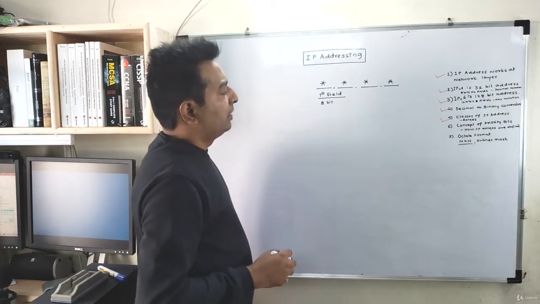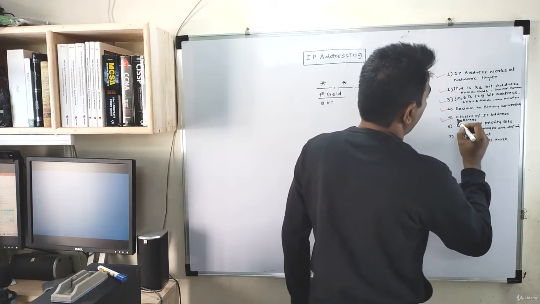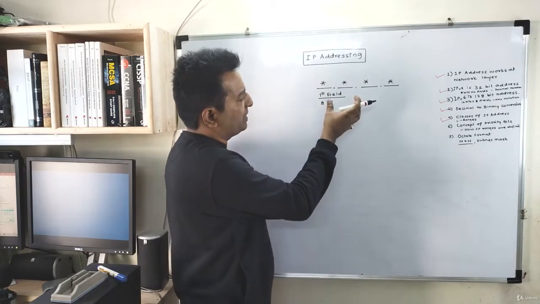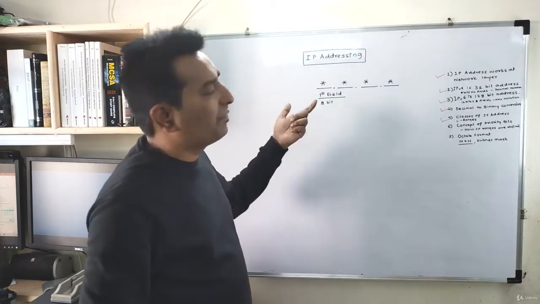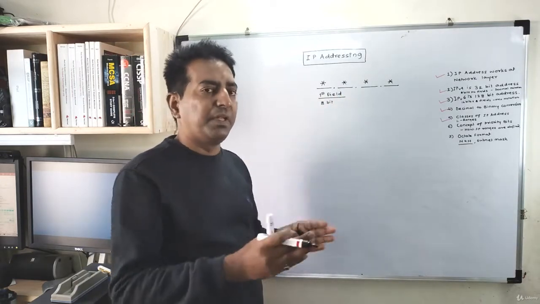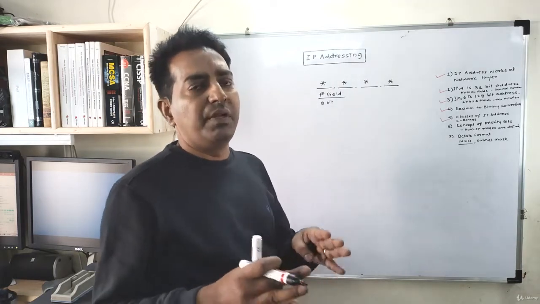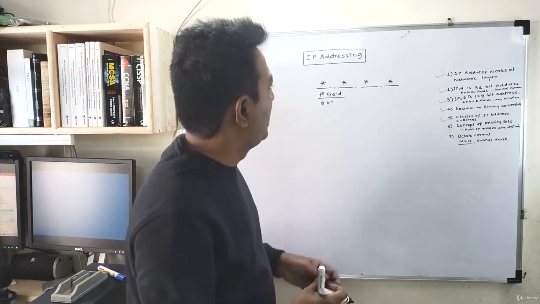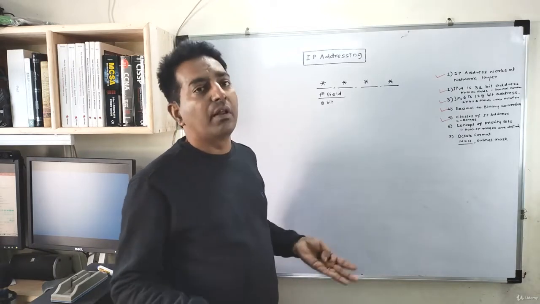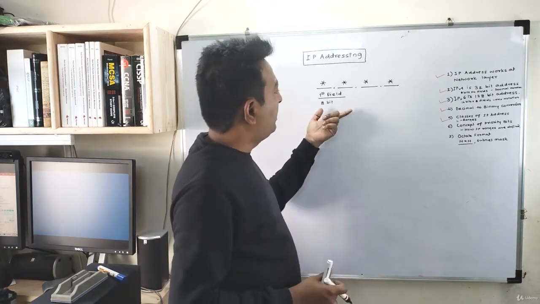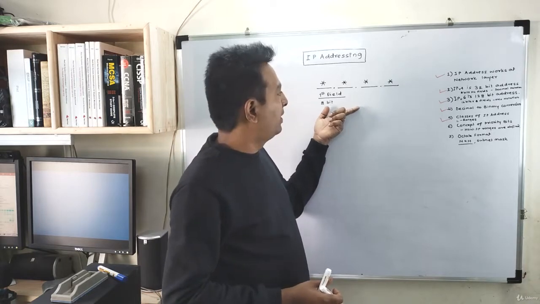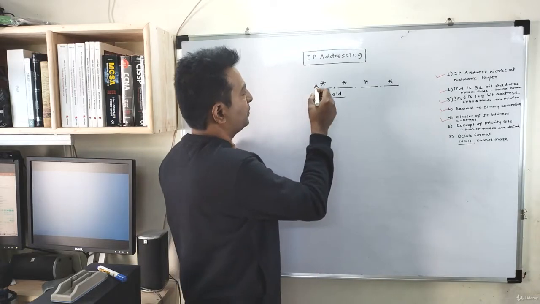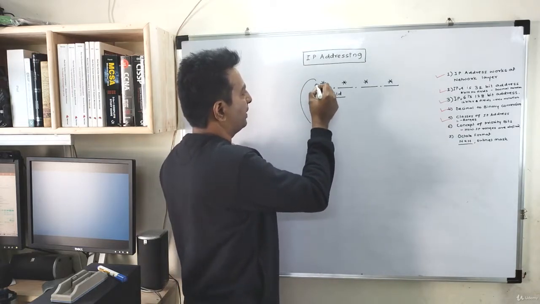So talking about the classes, an IP address is used to define the type of network. A network could be a small network, a medium-sized network, or a very large network. So looking at the requirement, these IP addresses are divided into different classes. So we are going to talk about the IP classes.